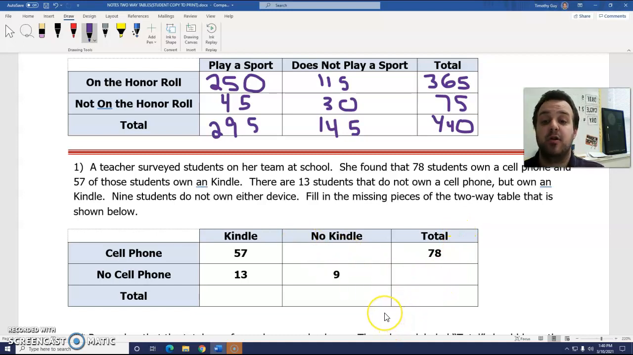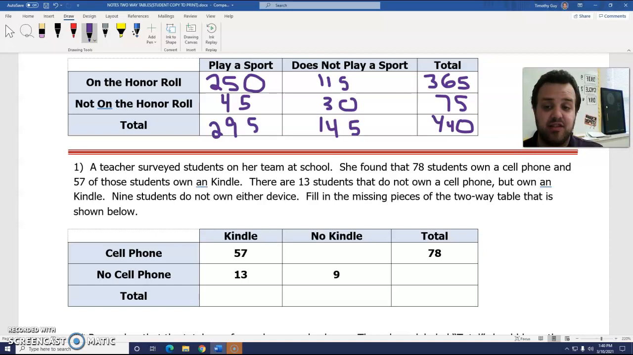So, a teacher went around and surveyed the students in their school, and they found that 78 of them had a cell phone and 57 owned a Kindle. And she knows there's 13 kids that do not own a cell phone, but they own a Kindle. 9 students don't own either. We're supposed to fill in the rest of the missing information.